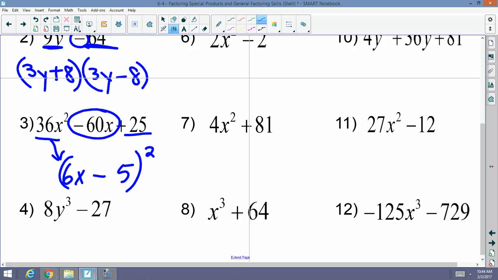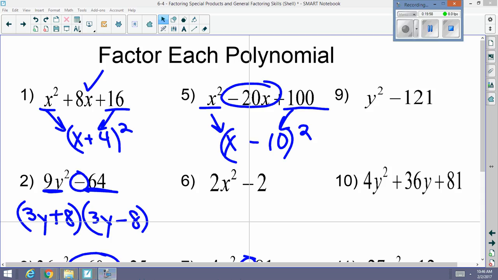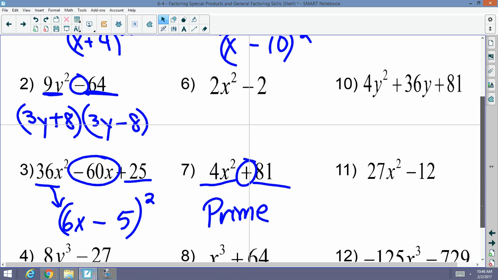How about number 7? Is the first term a perfect square? Second term a perfect square? Are they being added? So it's a sum of squares. So how do we factor a sum of squares? You can't. Thank you. It's prime. Give me 1 second, please. Okay, thank you for that.